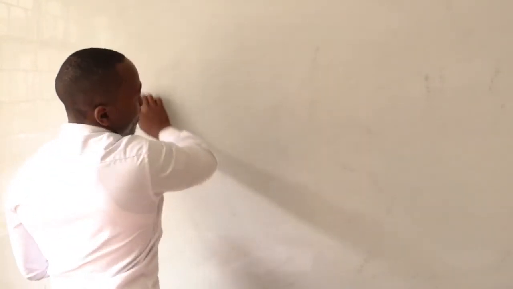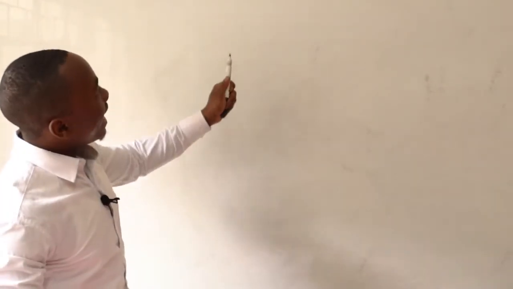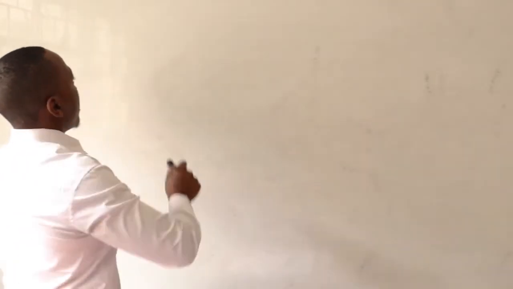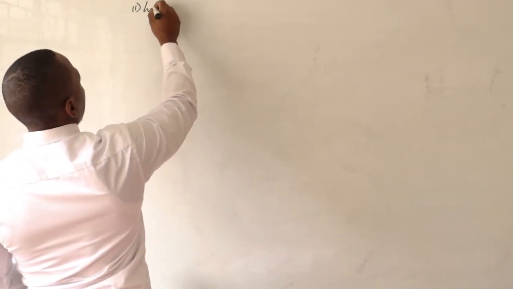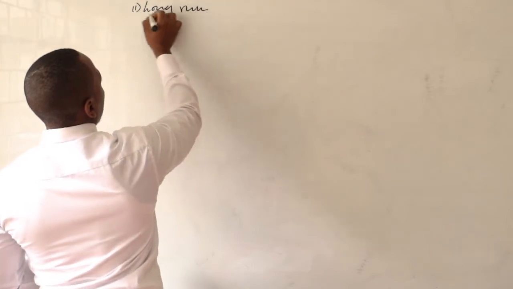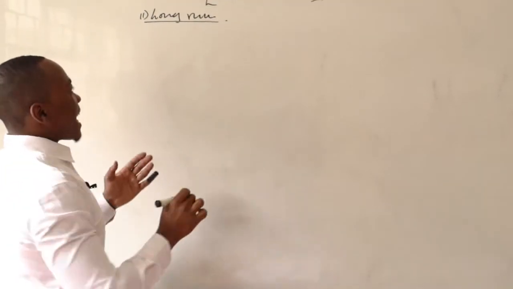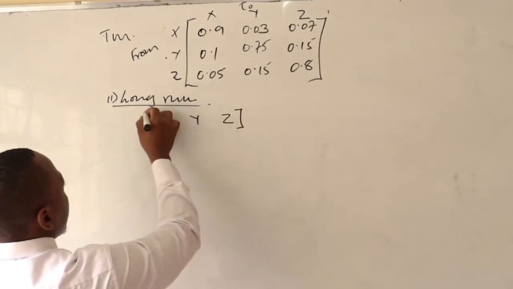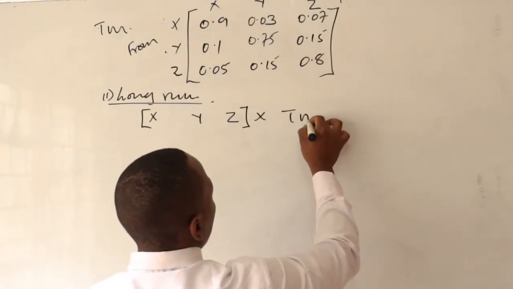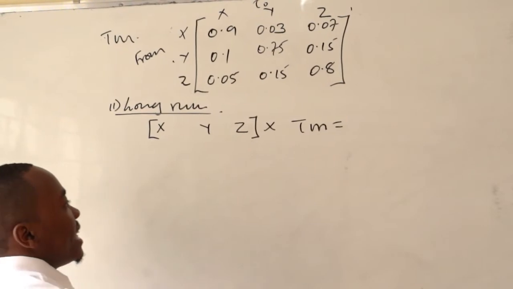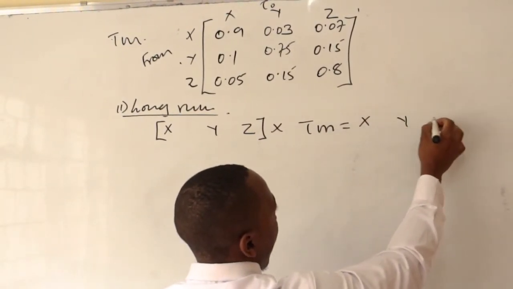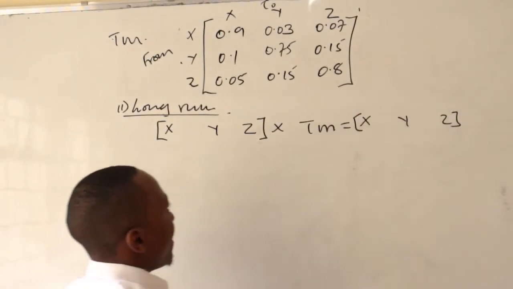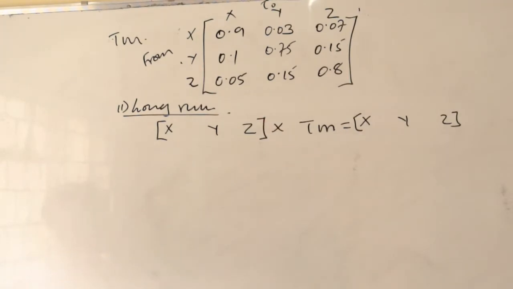In this case, we have 3 companies, X, Y, and Z. So, number 2, we are doing long run. So, this is what you'll do. The current state, we have X, Y, and Z. You multiply by the transition matrix, you should still get X, Y, and Z. Yeah, the current and the future state will be the same.